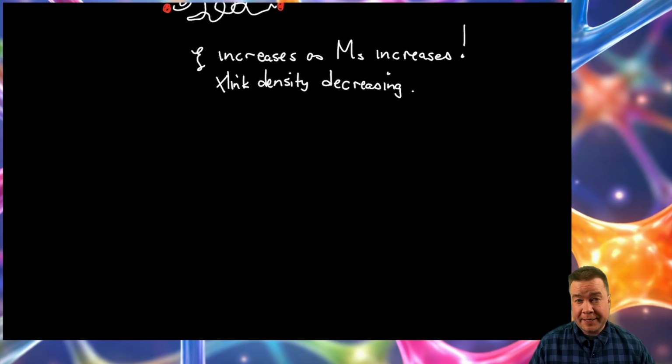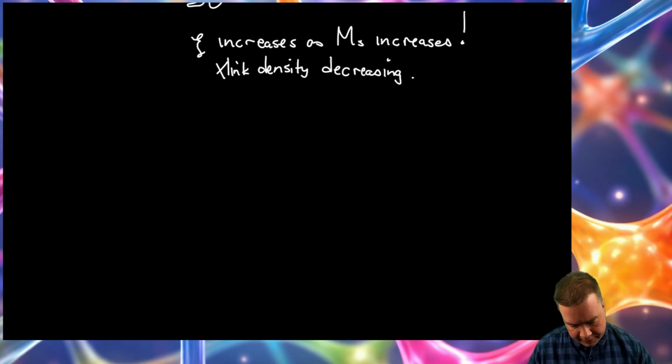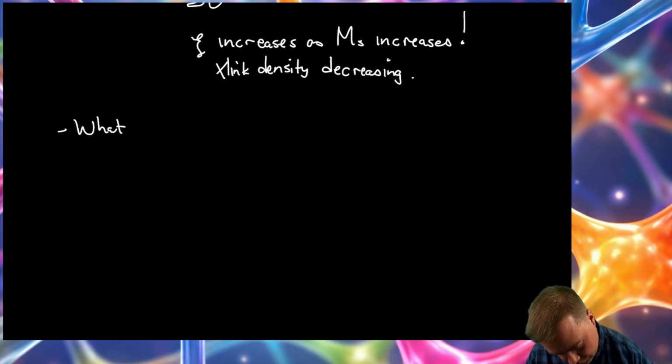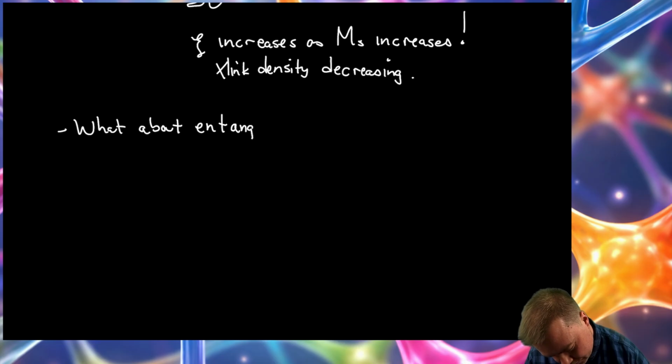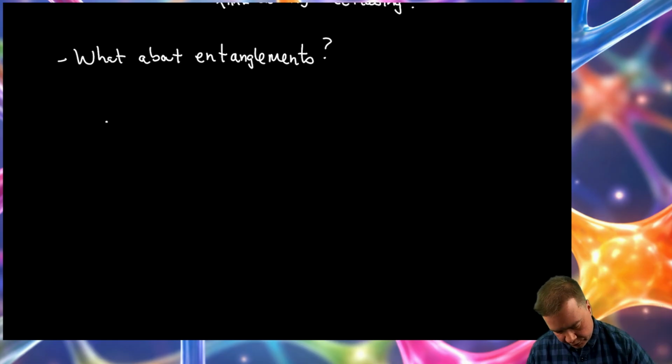In the next class, I'll do some examples of computing these different quantities, so computing G and estimating the structure of the network. But for now, let's just consider one more thing, which is, what about entanglements? Right, so what happens when these chains are crossing over each other and restricting their motion?